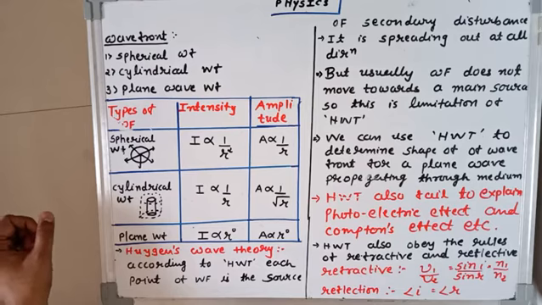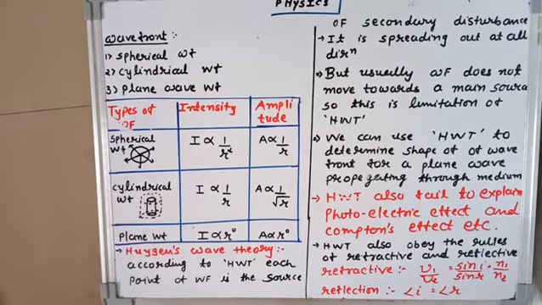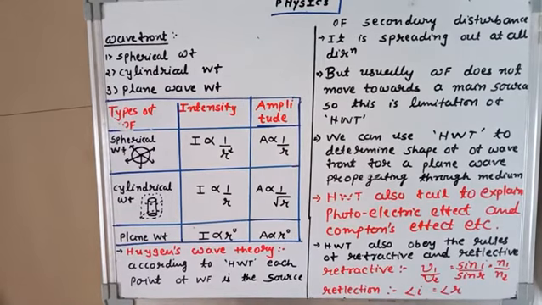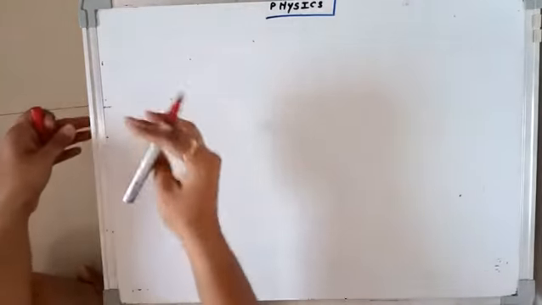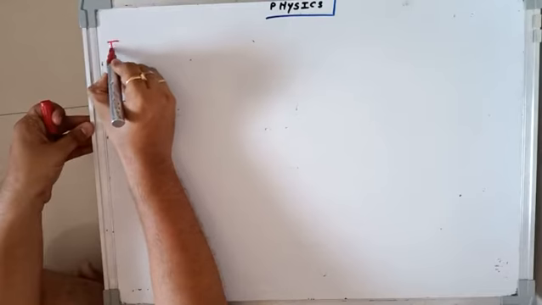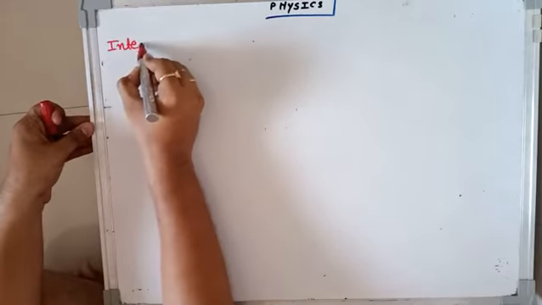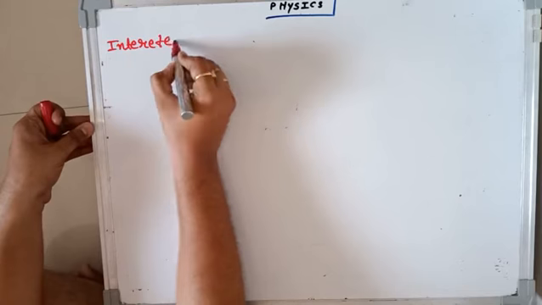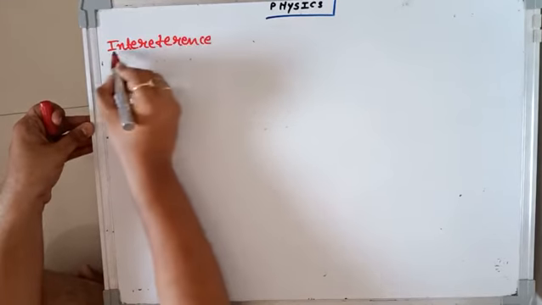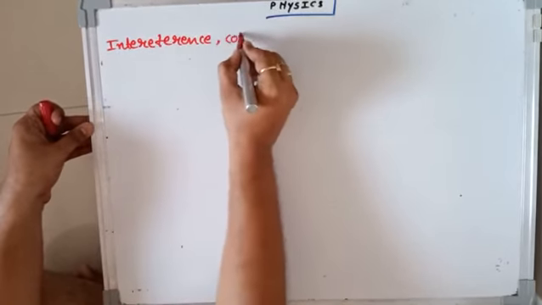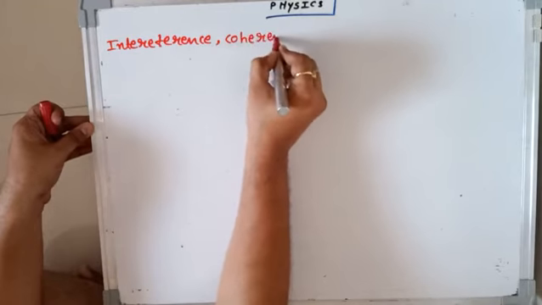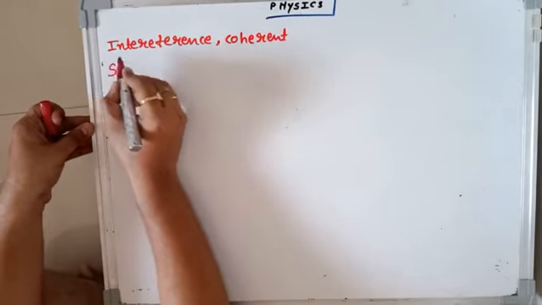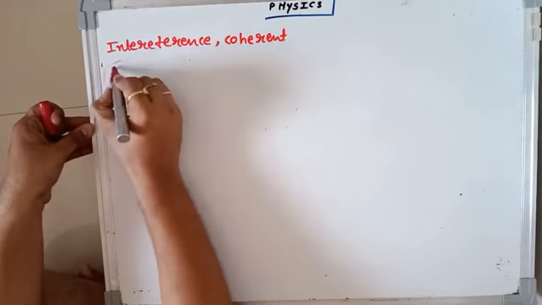So we have to start interference, coherent source and non-coherent source. Hello friends. We have to start interference, coherent source, and non-coherent source.